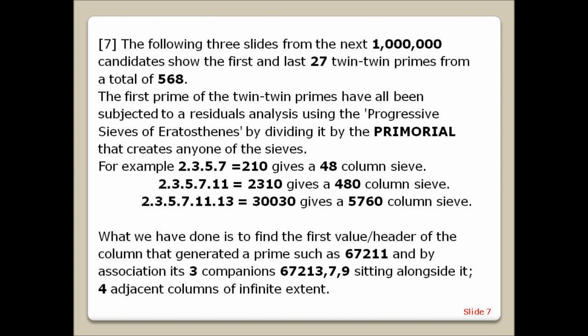2 times 3 times 5 times 7 times 11 times 13 is equal to 30,030, gives a 5760 column sieve. What we have done is to find the first value, the header of the column, that generates a prime such as 67211, and by association its 3 companions 67213, 67217 and 67219 sitting alongside it, 4 adjacent columns of infinite extent.